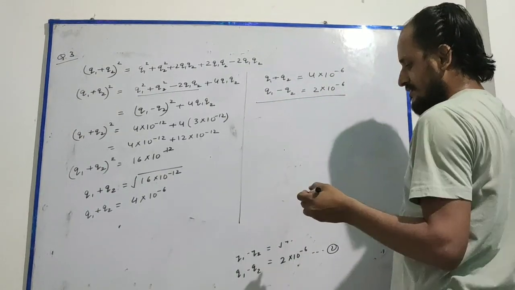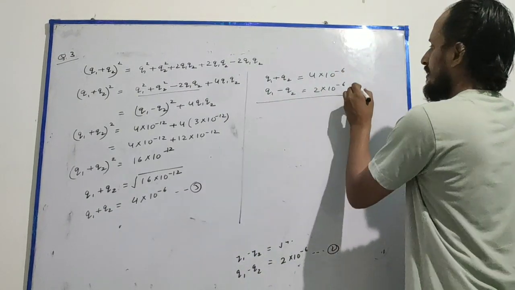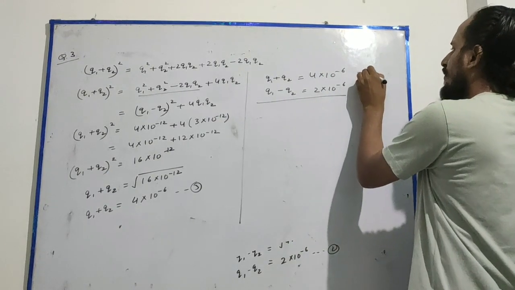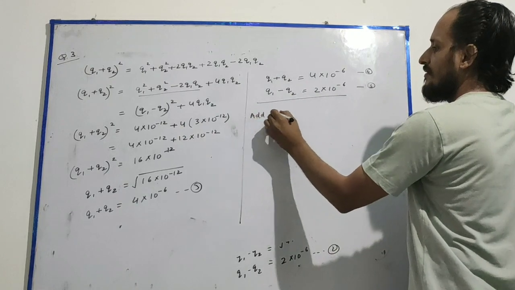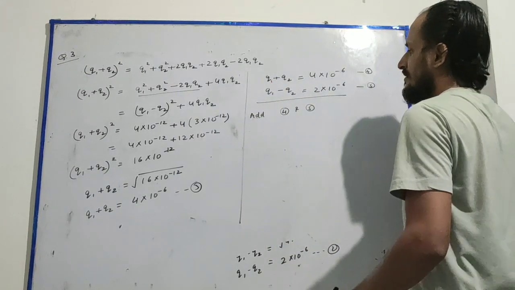Add both the relations. This is 2. You can write down this is 3. So 4 and 5. Add 4 and 5. What will you get if you add them?